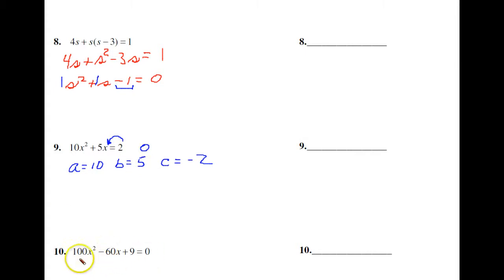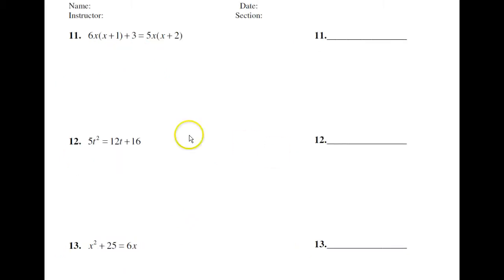Here's one that's in standard form. It's just the big number. A is 100. Now, don't forget, b is a negative 60. So when you put the opposite of b into our formula, the opposite of a negative 60 makes it a positive 60. And then our c is plus 9.